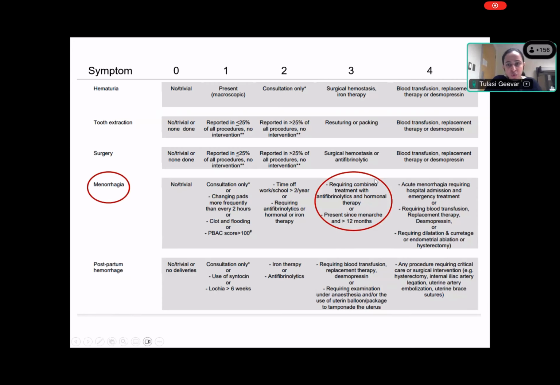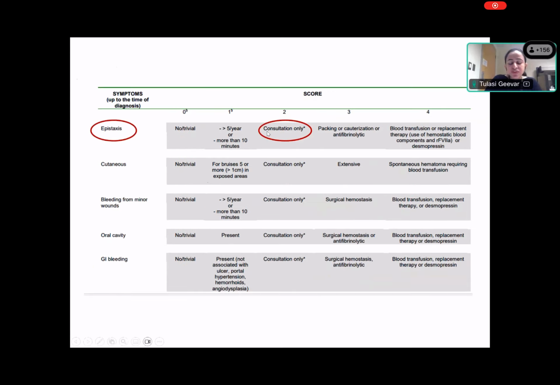So this is the ISTH BAT score, and you can see that if the menorrhagia is present since menarche and more than 1 year duration, then the score is 3. She also has epistaxis, which required consultation. The epistaxis episode lasted for more than 10 minutes, but it required consultation, so you have to give a higher score. So score is 2. You also had gum bleeding, scoring 1. So overall, her score is 6.